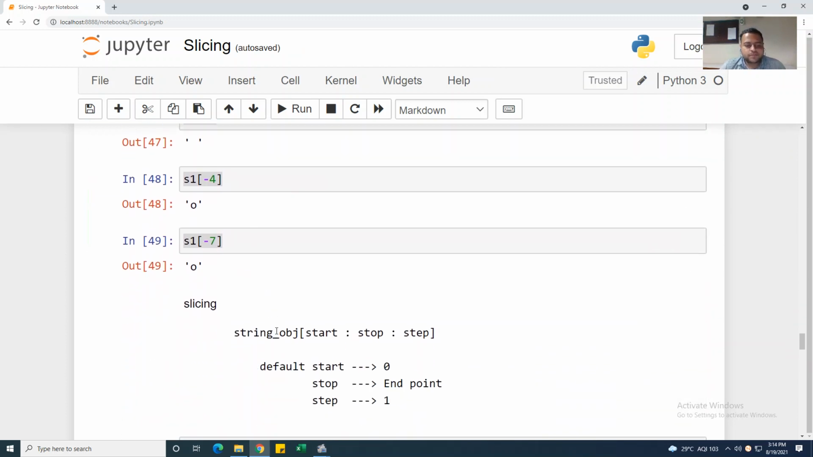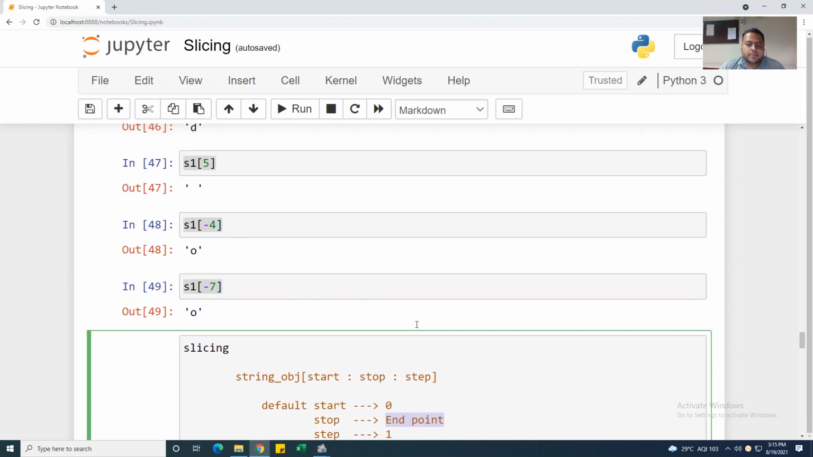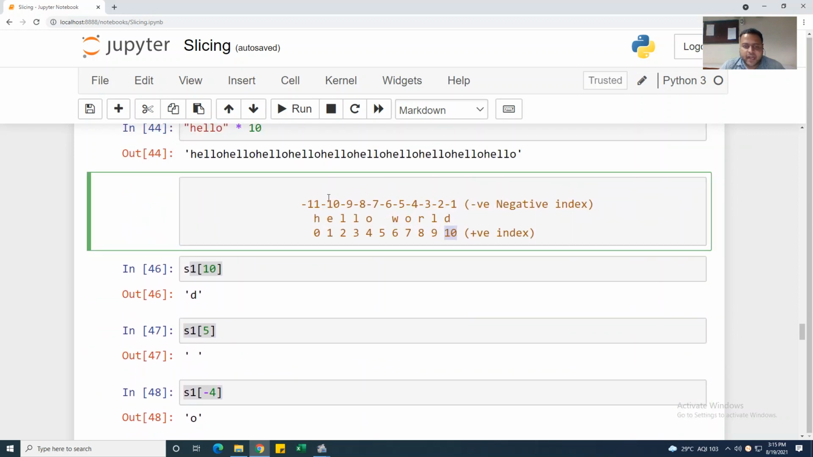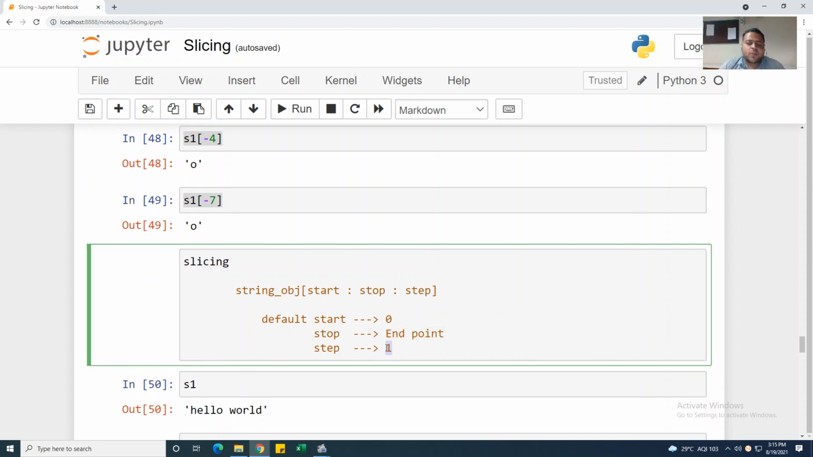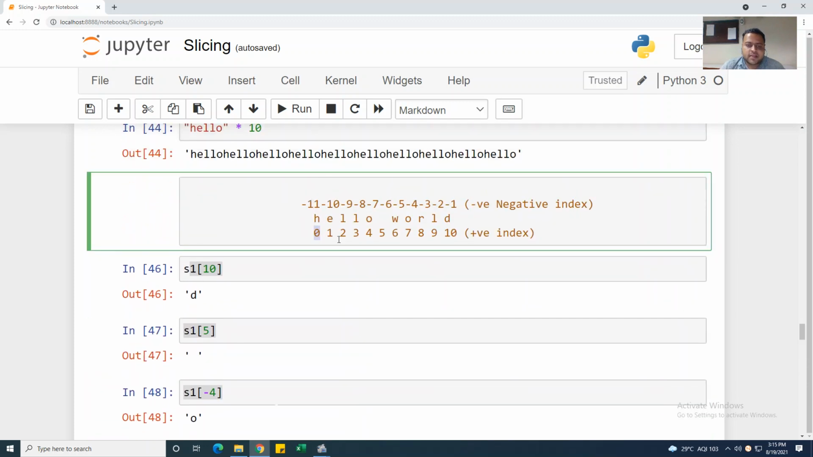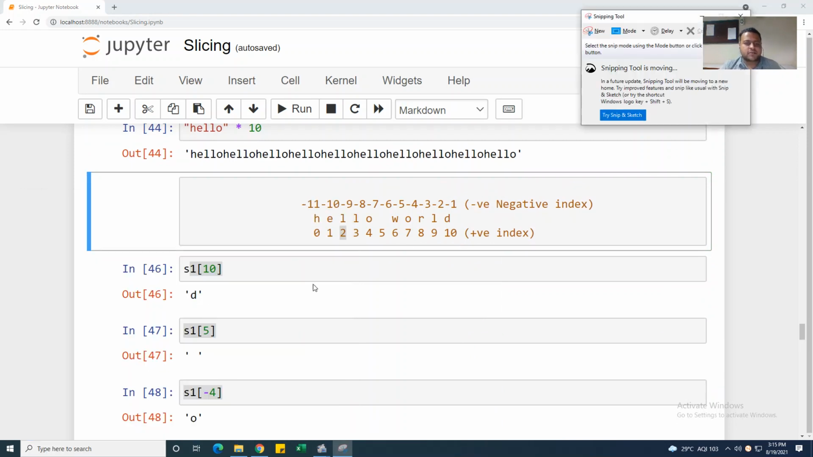Now, slicing. It has a starting point. By default it starts with 0. By default it stops at the endpoint. My string has an endpoint of 10 and minus 11. Now, by default the step is 1. This is the syntax: by default it starts with 0, ends at 10, and increments by 1. Again, I am taking a screenshot, so I will explain it better.